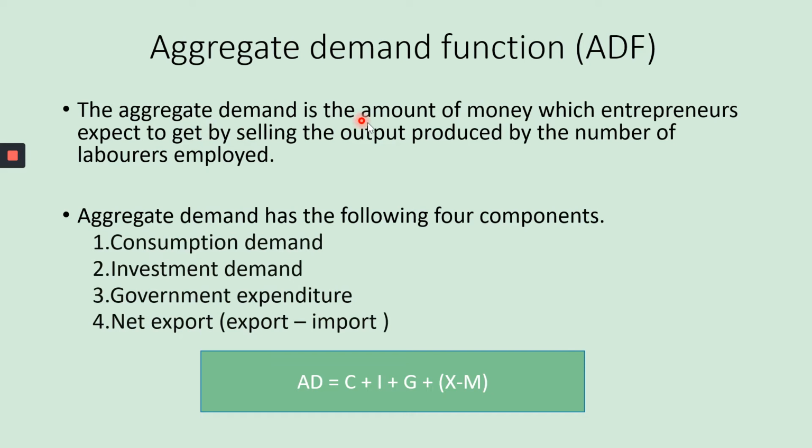So, what do you understand from this? Aggregate demand is the amount of money. Who is receiving the money? The entrepreneurs are receiving money. How do they receive the money? By selling the output produced. Who's helping them to produce these outputs? The laborers. So the aggregate demand is the amount of money which entrepreneurs expect to get. How do the entrepreneurs get the money? By selling the output. Who produces the output? Produced by the number of laborers employed.